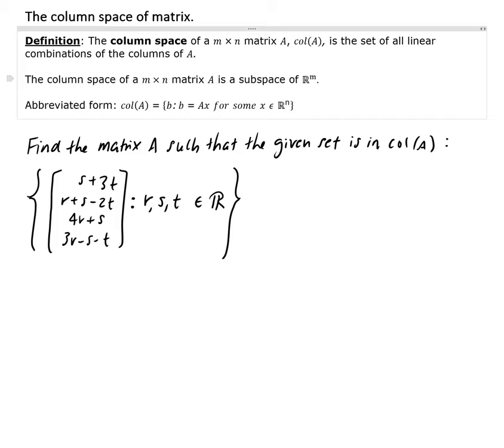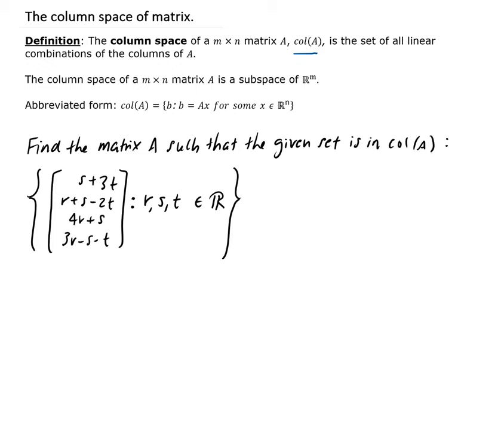In this lesson, we're going to talk about the column space of a matrix. So the column space of an m by n matrix, abbreviated as just Col A, is just this collection or set of all linear combinations of the columns of A. So if the matrix is m by n, that means it has m rows and n columns. That means the column space must be a subspace of Rm.